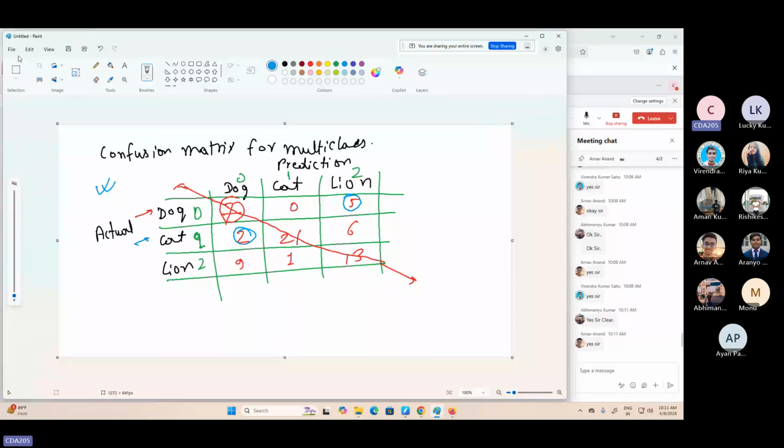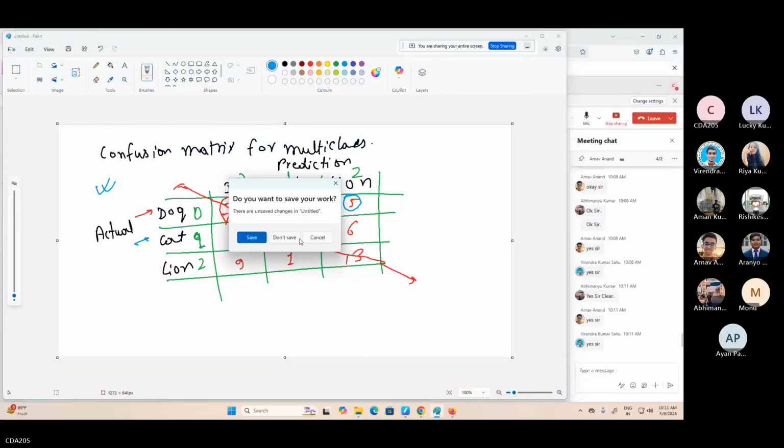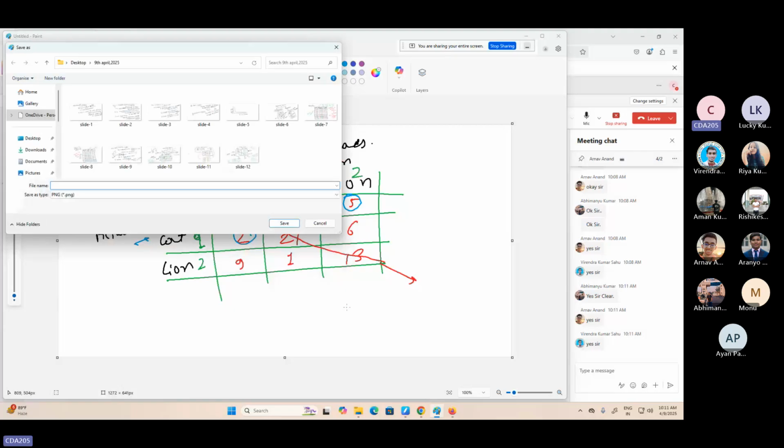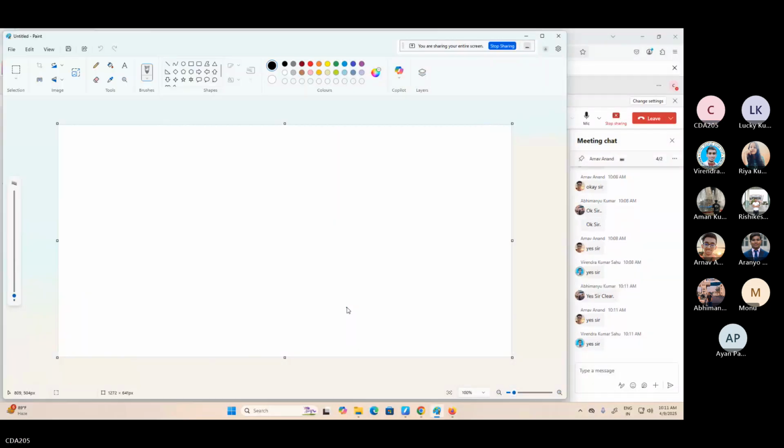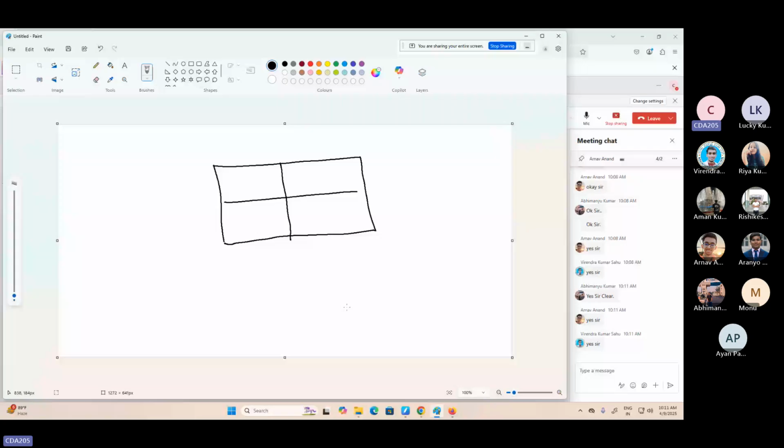Now we consider types of error. So we can see that one again. Dog and not dog. Okay, dog, not dog. This is actual, and this is predicted. It is 29, it is 3, it is 4, it is 30.